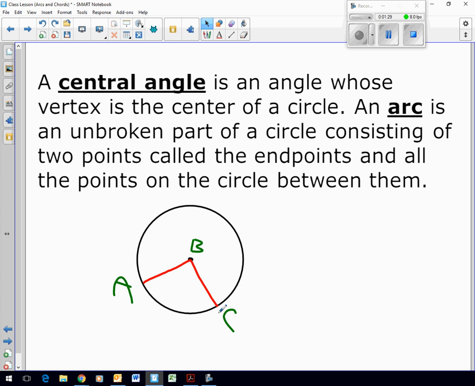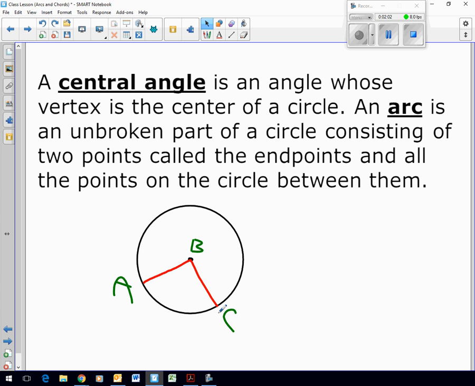Anytime you have angles that form at the center of the circle, they're going to be central angles. If you want a practical definition, here it is. Anytime two radii meet, they form a central angle. What are the radii here? AB and CB. They meet and they form angle B.